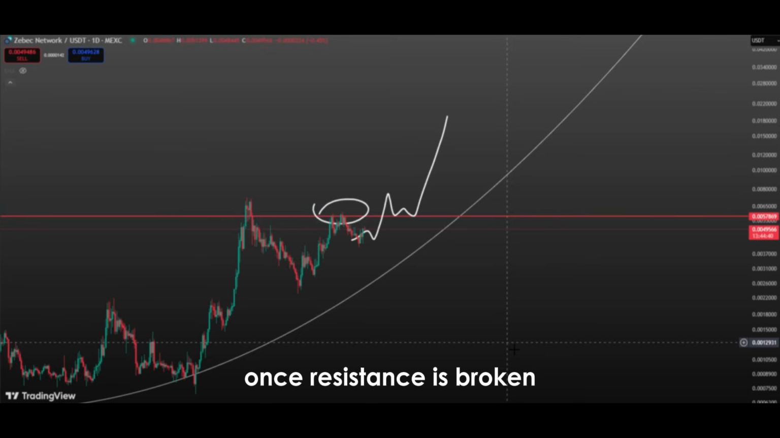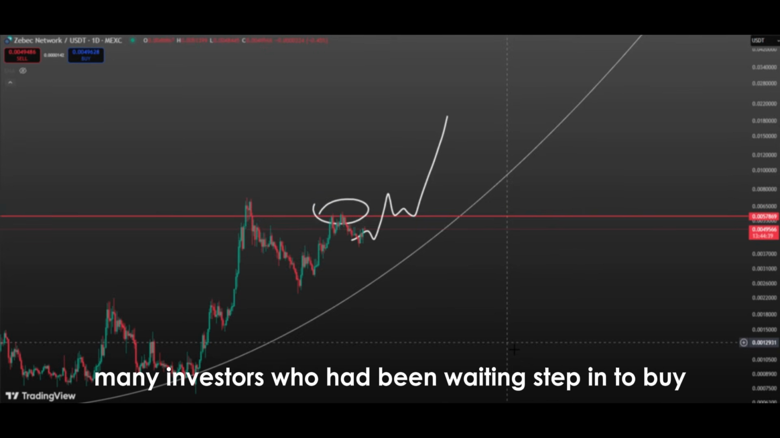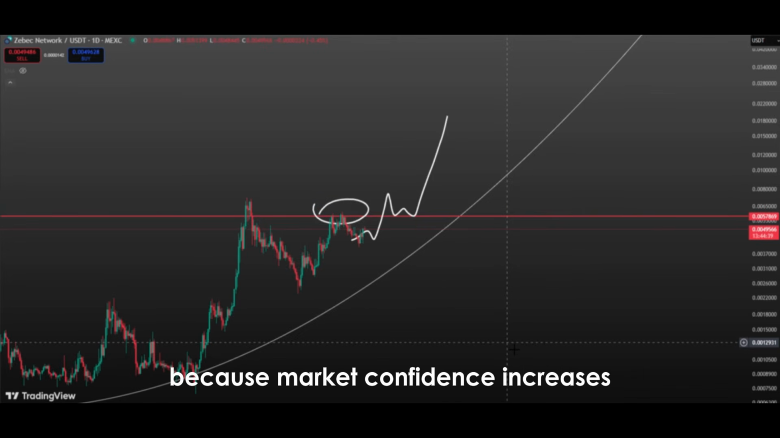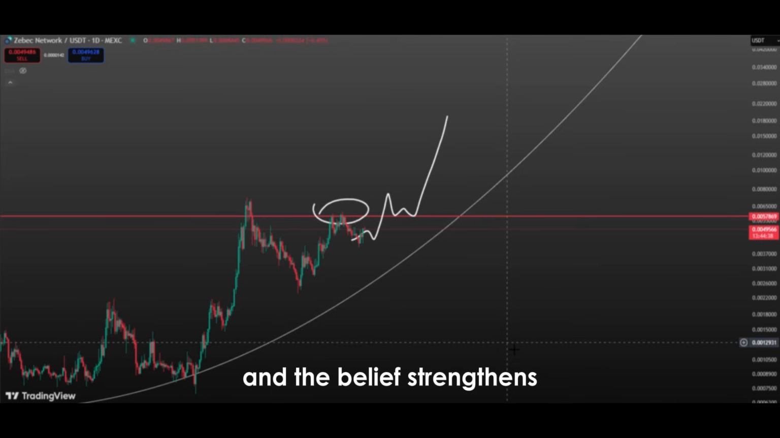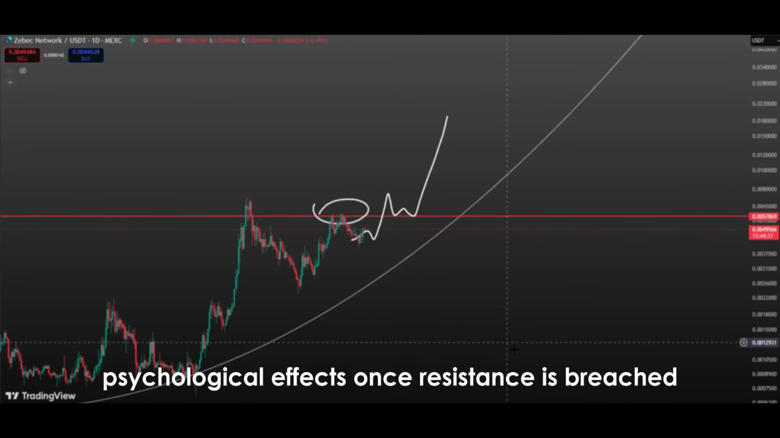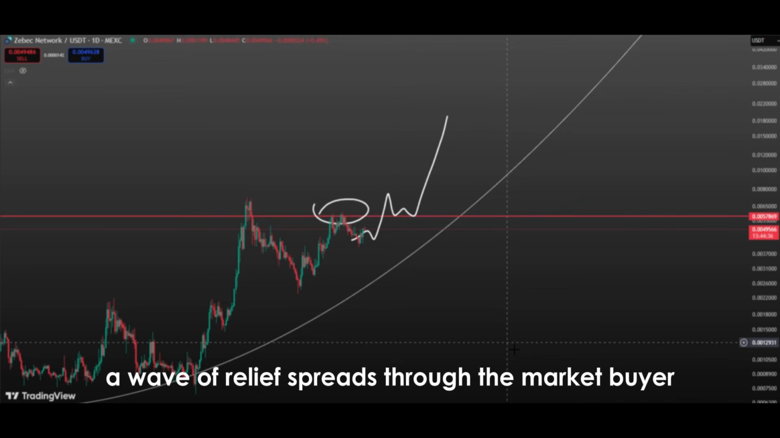Once resistance is broken, many investors who had been waiting step in to buy because market confidence increases and the belief strengthens that the price can reach new highs. This creates a chain reaction of psychological effects. Once resistance is breached, a wave of relief spreads through the market.